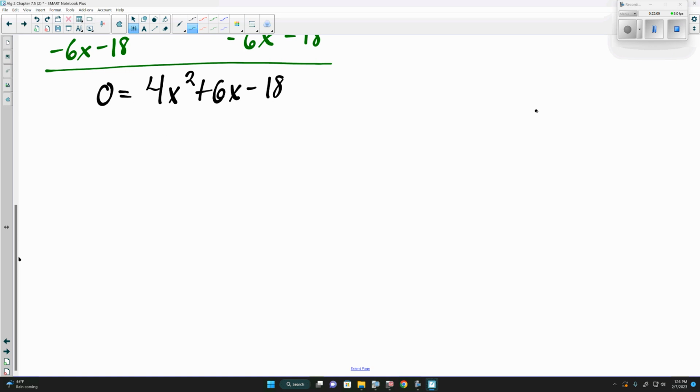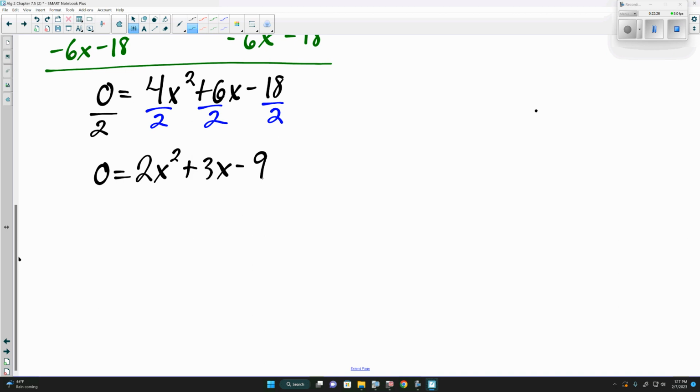Is there a greatest common factor? 2. So we can divide 2 out of all the terms. Tells us 0 is equal to 2x squared plus 3x minus 9.